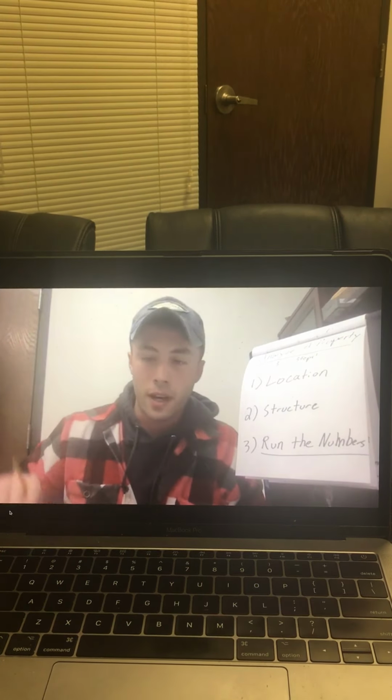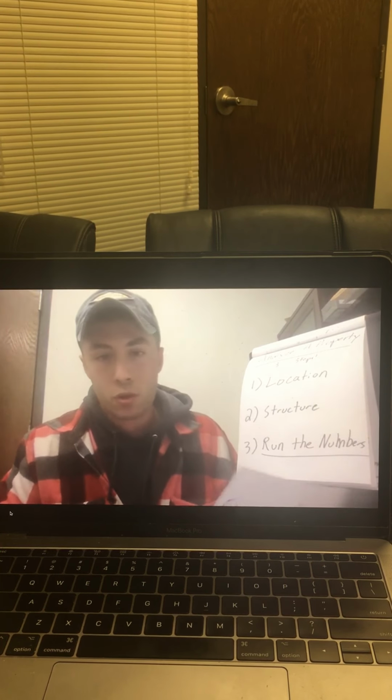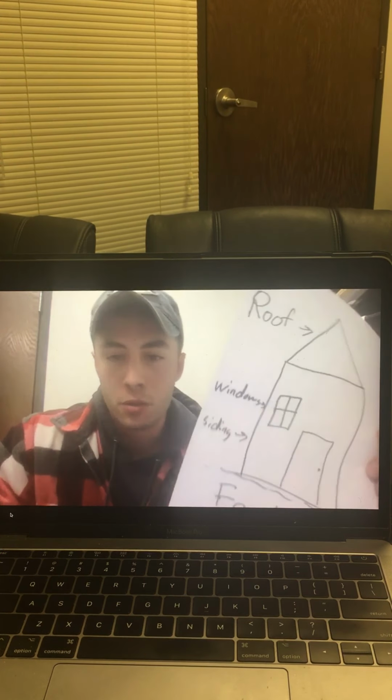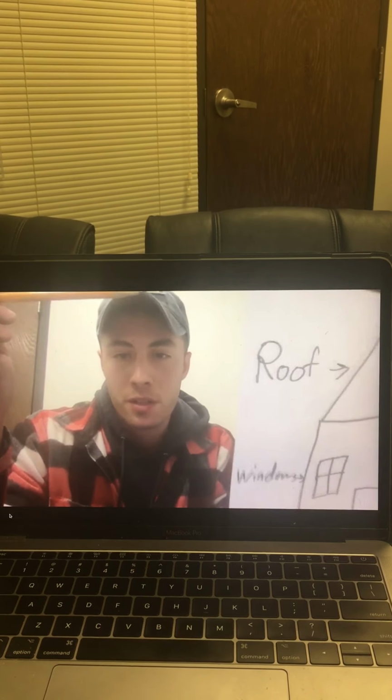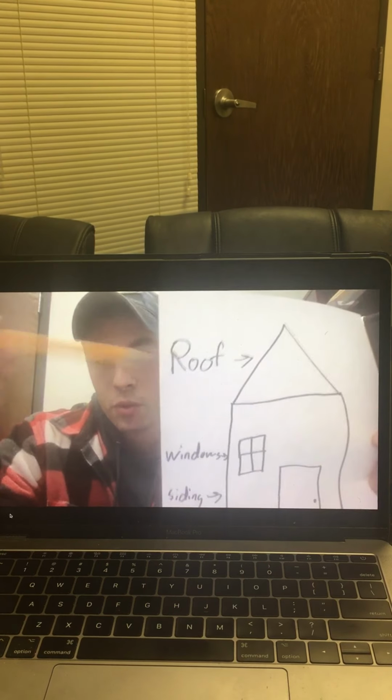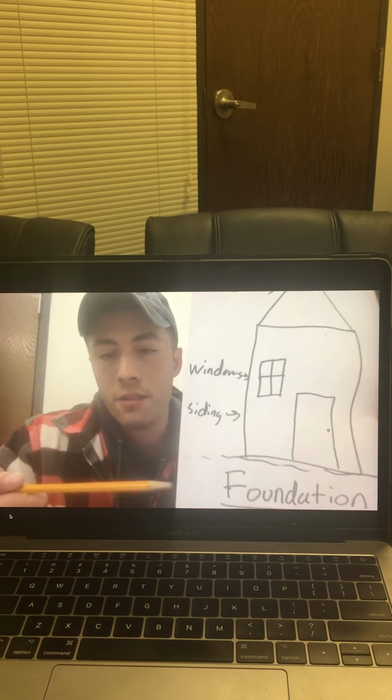Now we had to go and look at the house and actually analyze to see if the structure of it works, right? So when you come up to the house, the first thing you want to do is look at the big 4 expenses. Let's see if I can fit this in. You got the roof, windows, siding, and foundation.